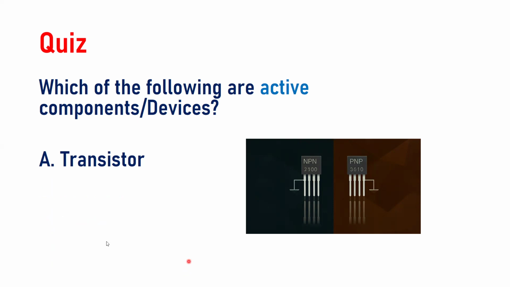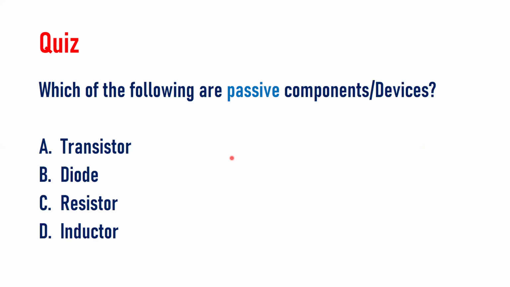Why? Because we know that transistor is called an active component or device because it has the ability to introduce energy into the circuit, or it has the ability to modulate the gain of the circuit. That's why it is used as an amplifier in the circuit. The other components that we saw, such as resistor, capacitor, inductor, they are passive devices. Let us move to the next quiz.